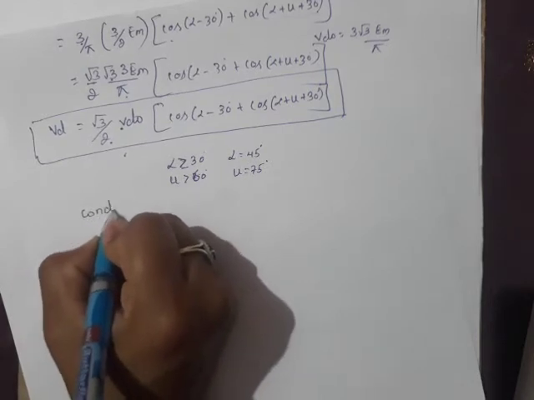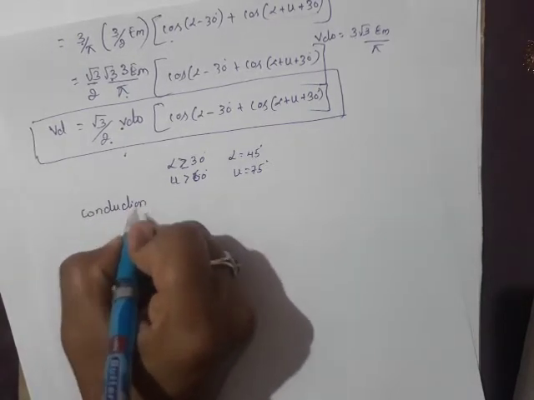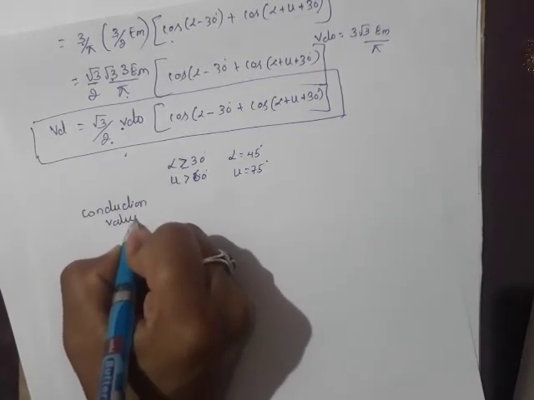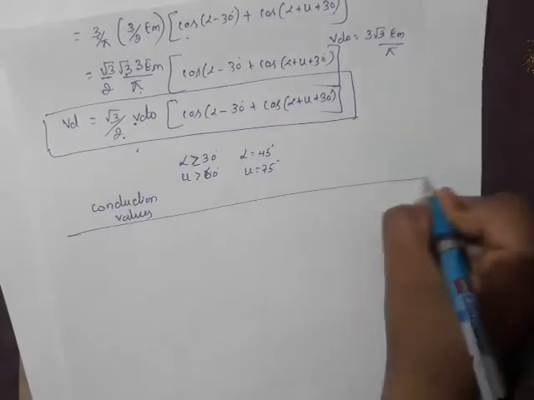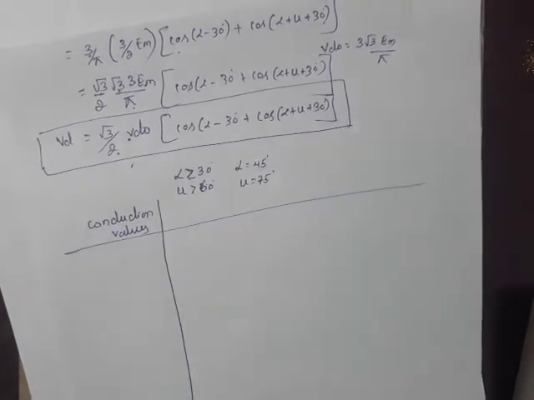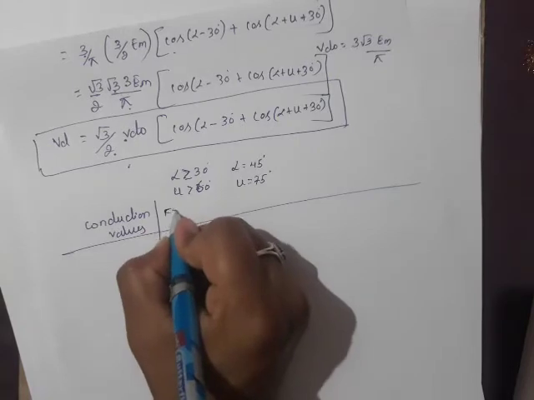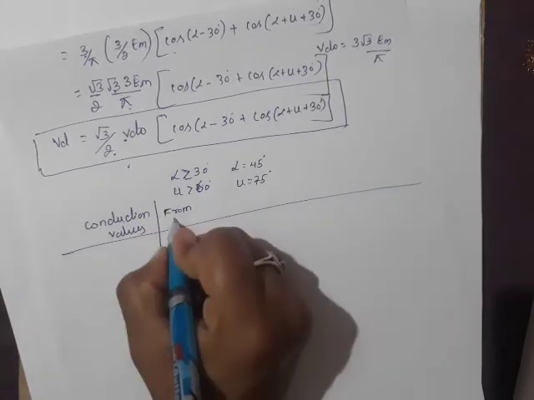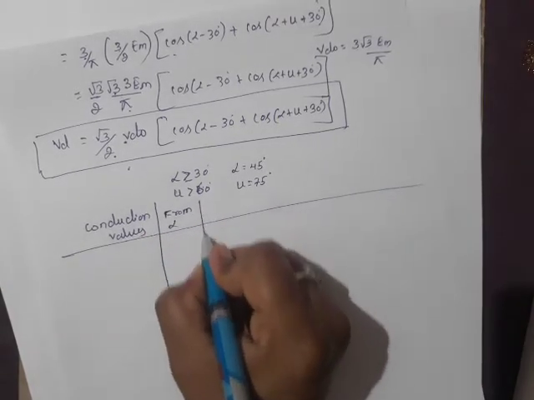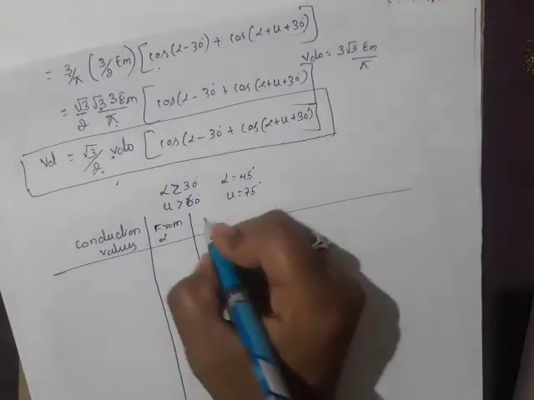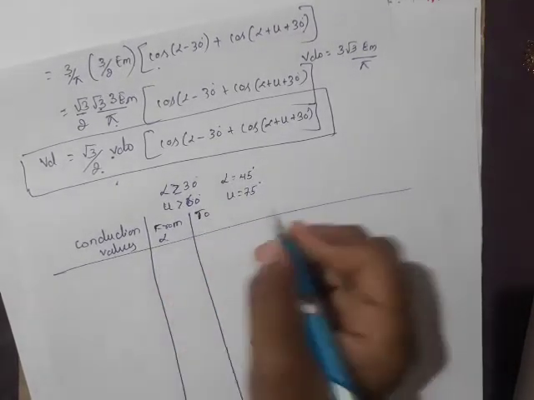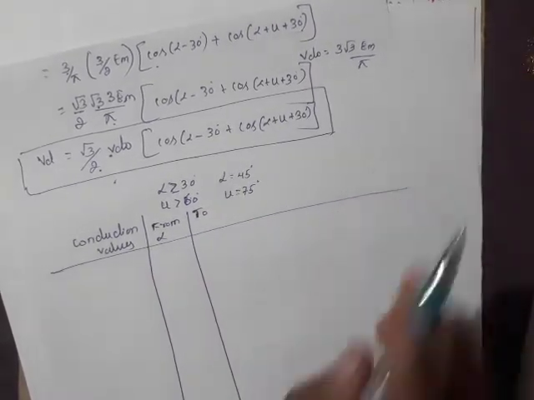Okay, then I'll start. Here I'll write the conduction valves. What are all the conduction valves? Then from where to where it will conduct. From alpha, always it has to start from alpha to. Okay, 2 I'll write later.